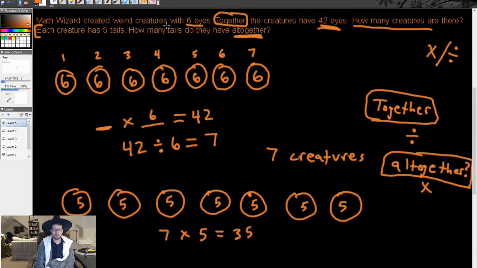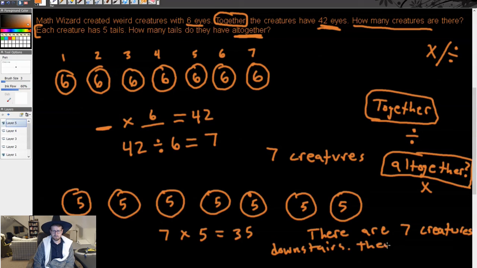Okay, we answered both of these parts. Let's write out 2 sentences to answer both. There are 7 creatures downstairs waiting for me. They have 35 tails altogether. Okay.